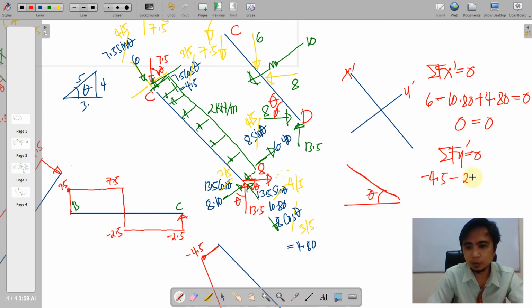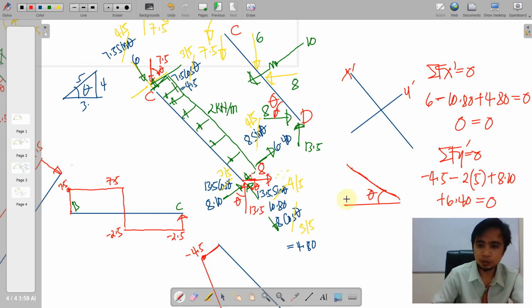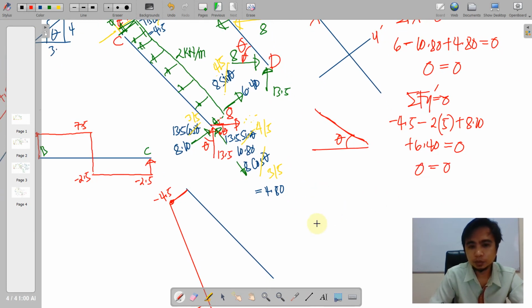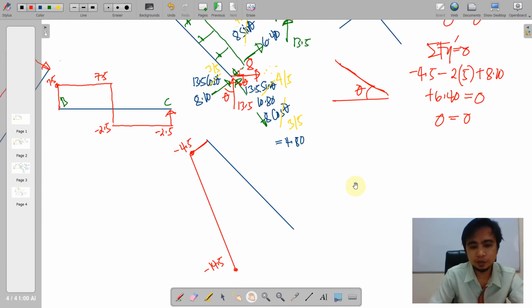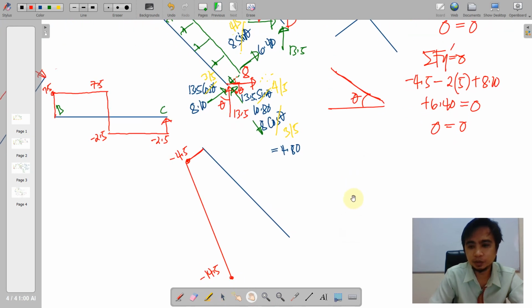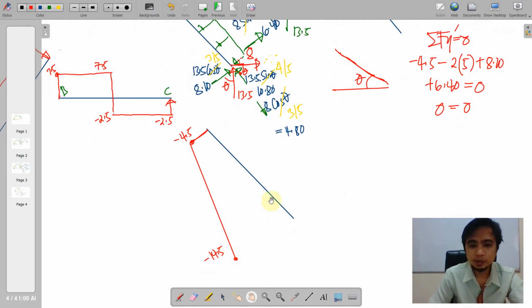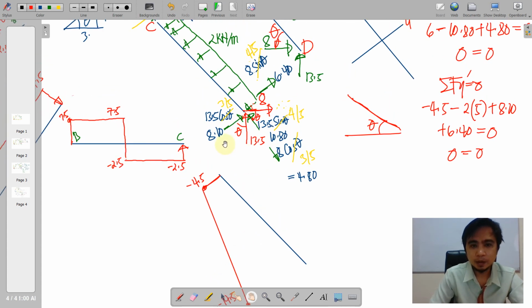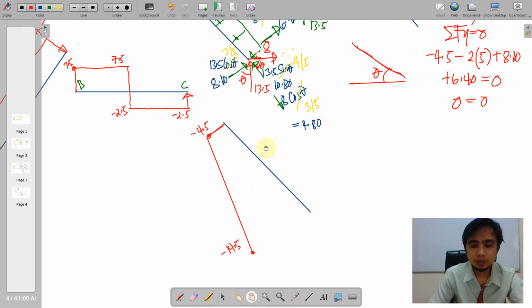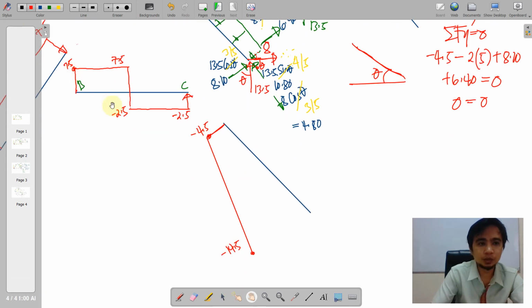So this shall be 2 by 5, and then the upwards 8.1 here, as well as the upward 6.4. So that should yield to 0. So this time it really yielded to 0. Okay, so I think we have a balance along those axes, or equilibrium. So from 14.5 here, we have an upwards 8.1 and 6.4. This is actually 14.5. So it will just close our shear diagram.